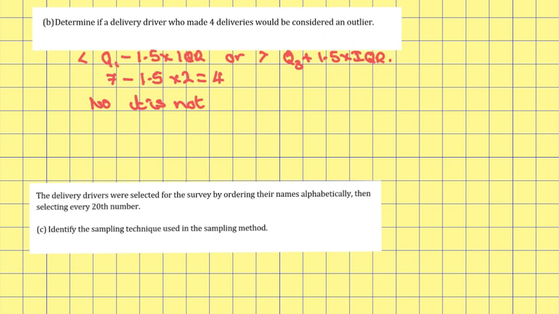The delivery drivers were selected for the survey by ordering their names alphabetically, then selecting every 20th name. C. Identify the sampling technique used for the sampling method. Well, that is systematic sampling.